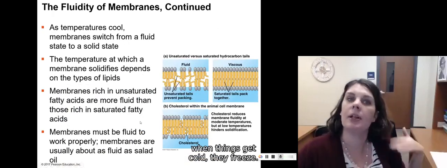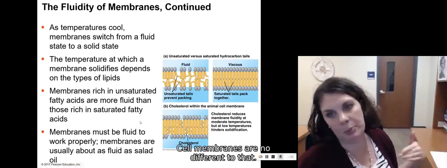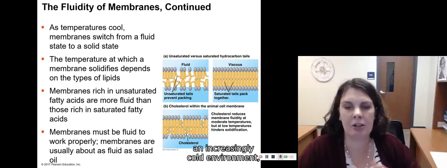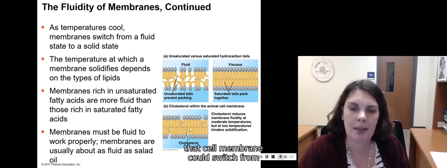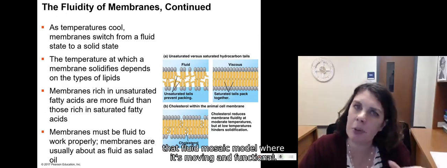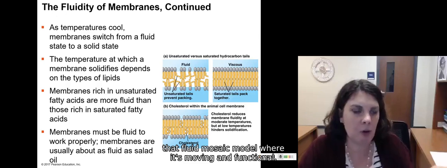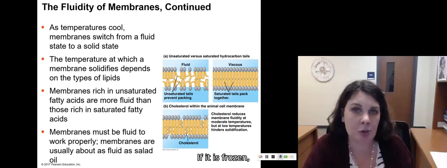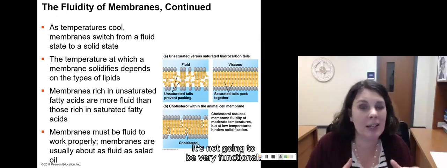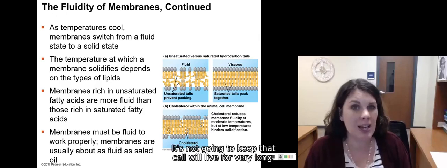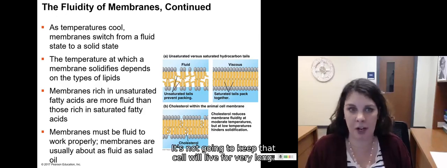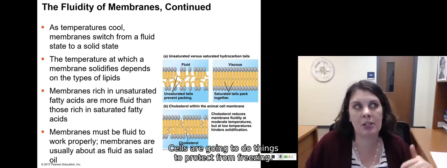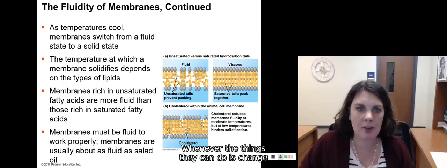So one thing to remember, when things get cold, they freeze. Cell membranes are no different to that. If that cell is getting in an increasingly cold environment, that cell membrane could switch from that fluid mosaic model where it's moving and functional to it could freeze into a solid state. If it is frozen, it's not shifting around, it's not going to be very functional, it's not going to keep that cell alive for very long. So cells are going to do things to protect from freezing.